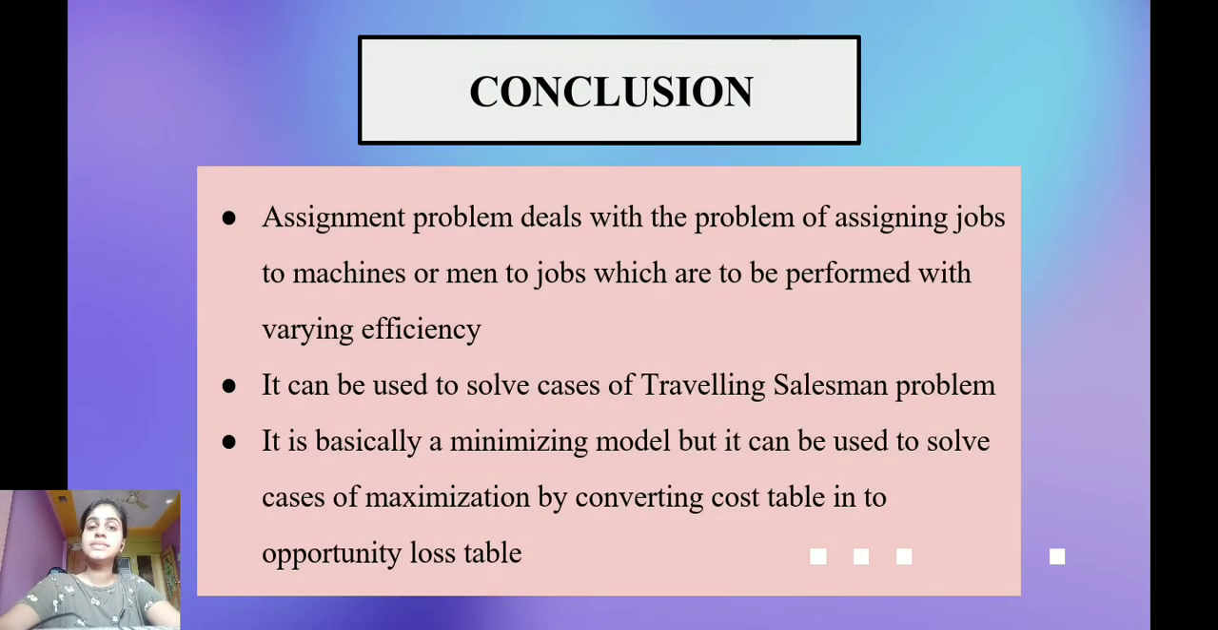So here is the assignment conclusion. Assignment problem deals with the problem of assigning jobs to machines or men to jobs which are to be performed by varying efficiency. So the perfect job is given to the perfect employee, and it can be used to solve cases of traveling salesman problem. It is basically a minimizing model, but it can be used to solve cases of maximization by converting its cost table into an opportunity cost loss table.